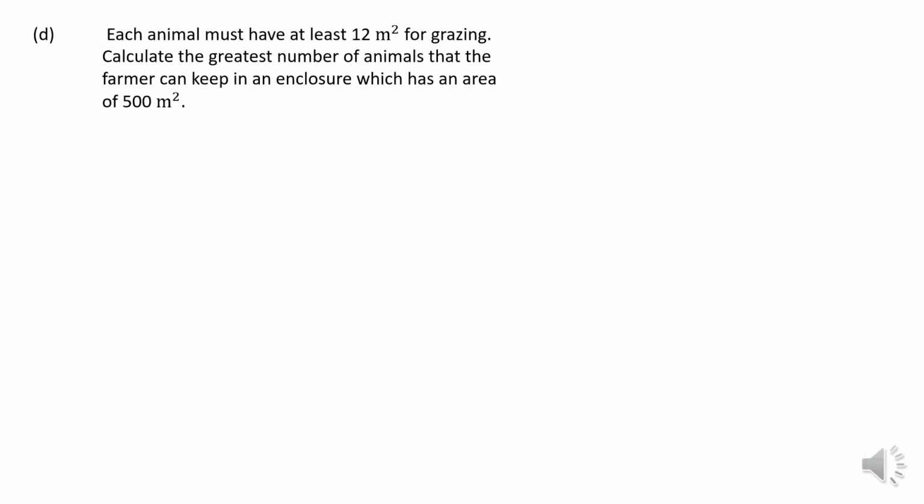Right, so they are saying here that each animal must have at least 12 square meters for grazing. Now remember, you have got that enclosure. In that enclosure, you want to know the greatest number of animals that the farmer can keep. The area that you have there is 500 square meters. Then you simply divide that by 12 square meters in order to find the answer.